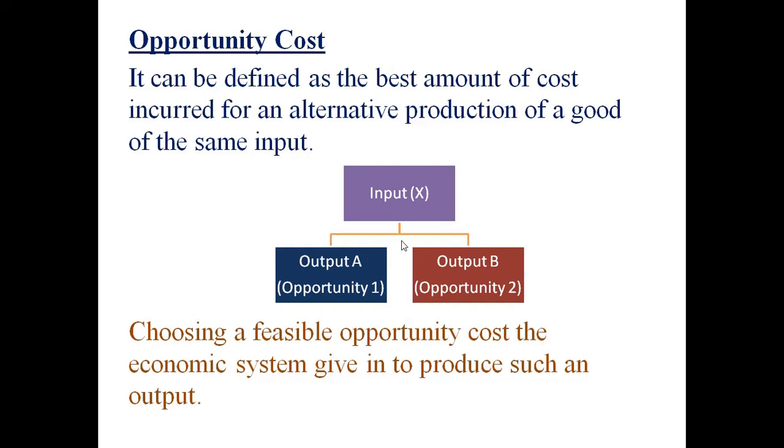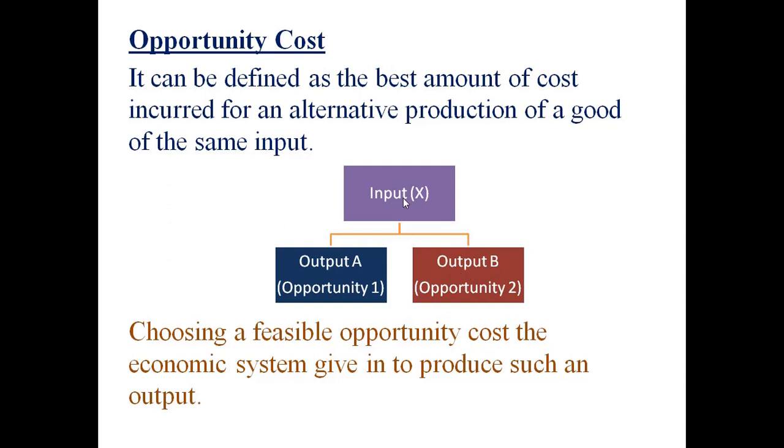And remember that you have to choose a cost which is feasible, which will be the cheapest one, which will incur less expenditure. For example, out here you can see that there is an input, that is X, and this input X can have two alternatives, that is output A and output B. For example, potato. Now potato can be used for making chips and for making a vegetable, it can be added to the vegetables.